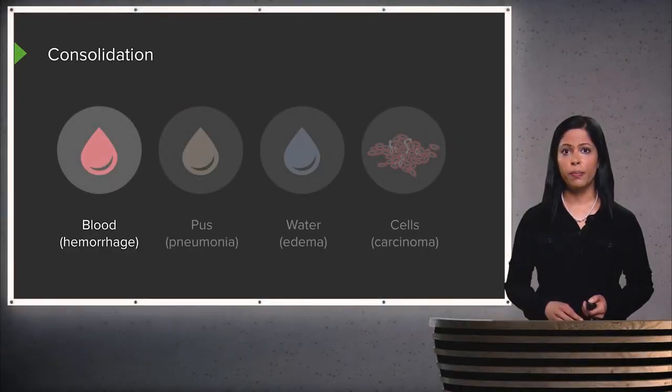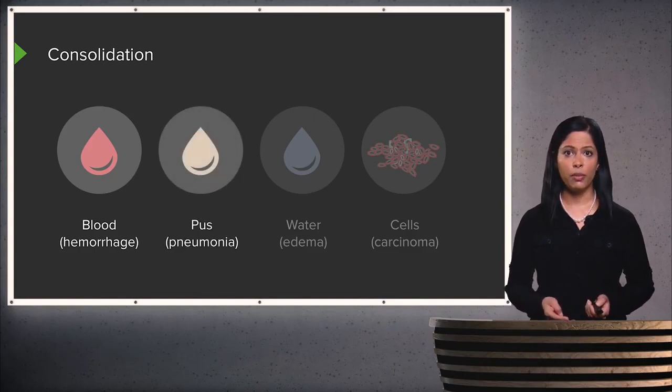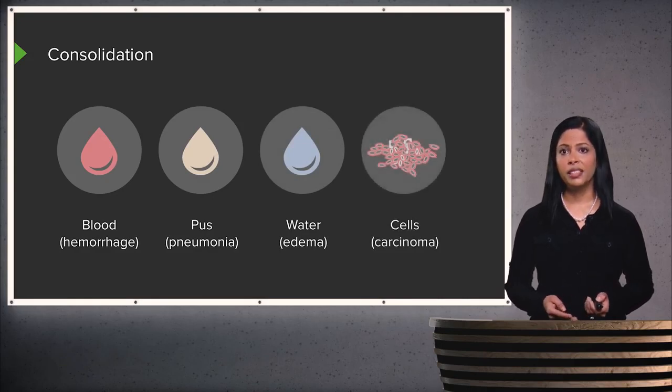Consolidation can occur from many different things. The four major things are blood, or hemorrhage within the alveolar spaces, pus, which is an example of pneumonia, water, which can fill the alveolar spaces as a result of pulmonary edema, and cells from carcinoma.